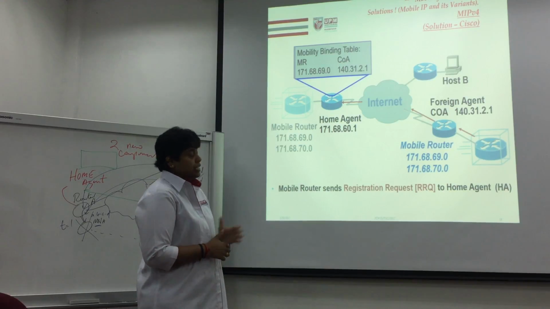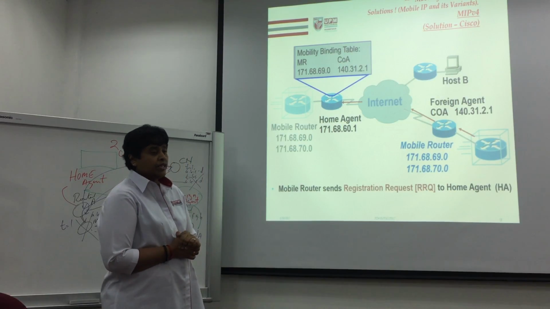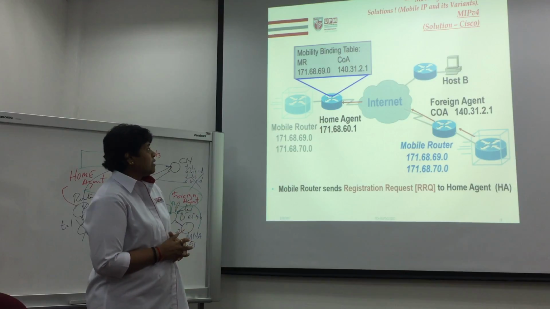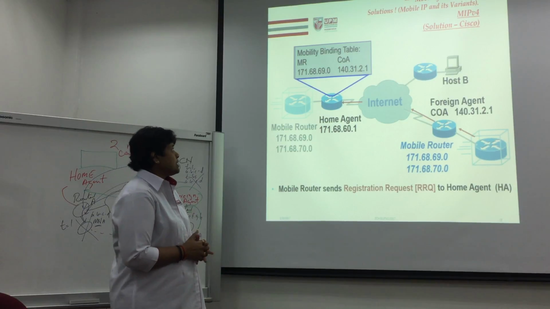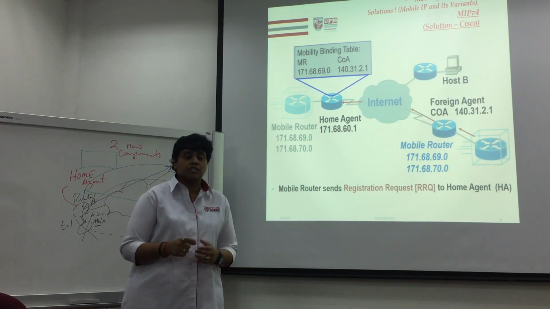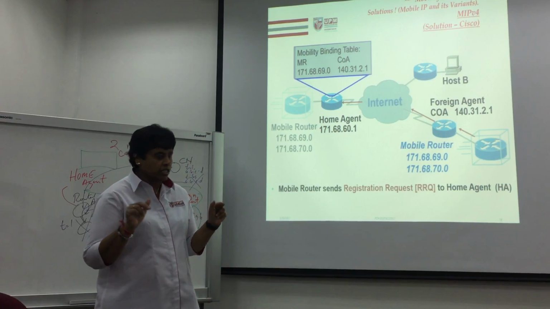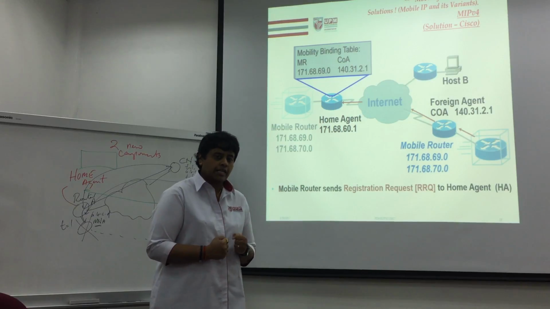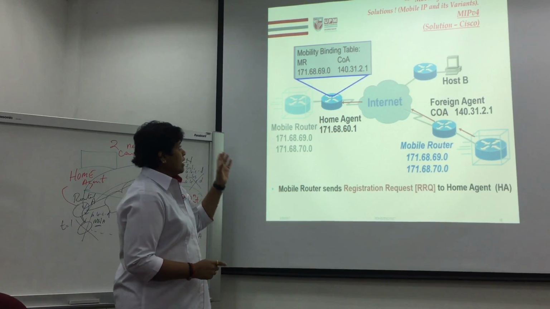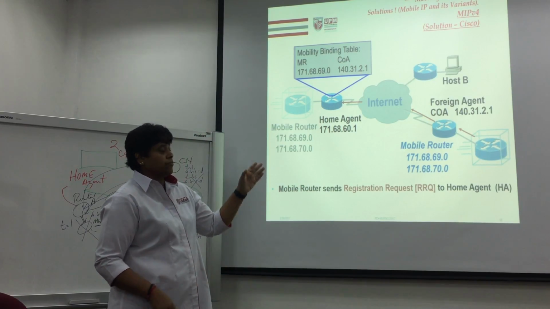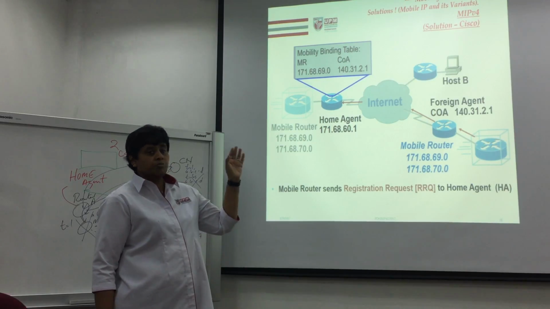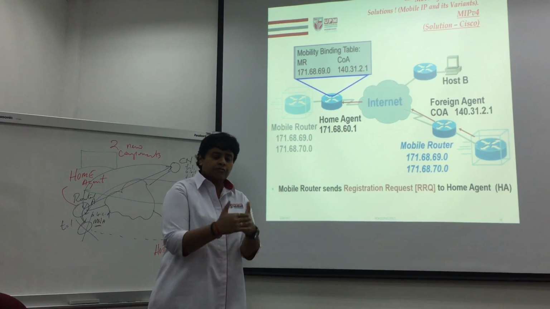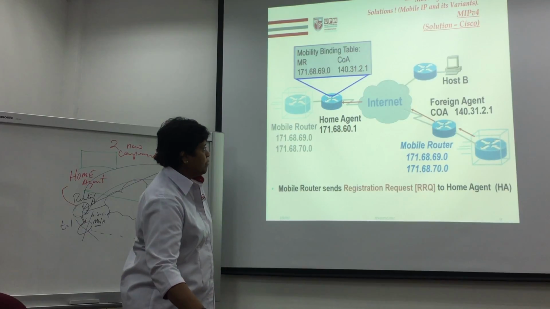So you have a mobility binding table which is maintained by the home agent, and you can see the mobile router which originated from 171.68.69.0, which is the original identification which we want to very much keep as an identifier that does not change, and it has a care of address which is 140.31.2.1, which forms the binding address between them.